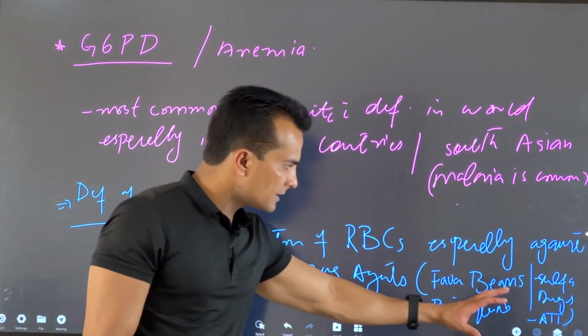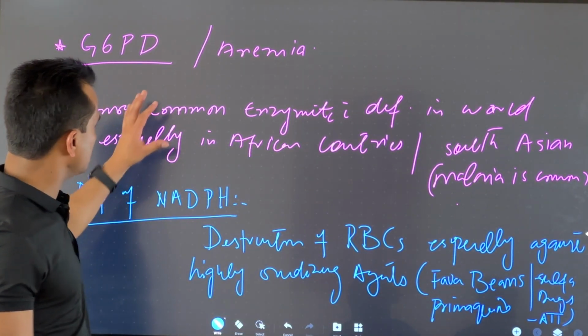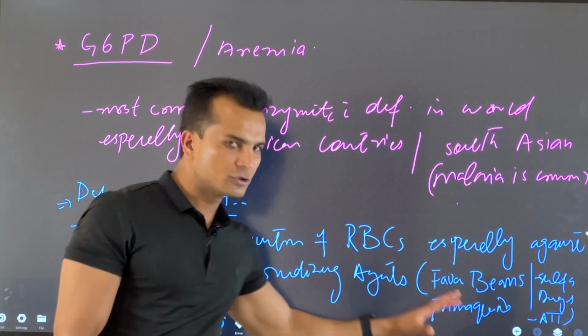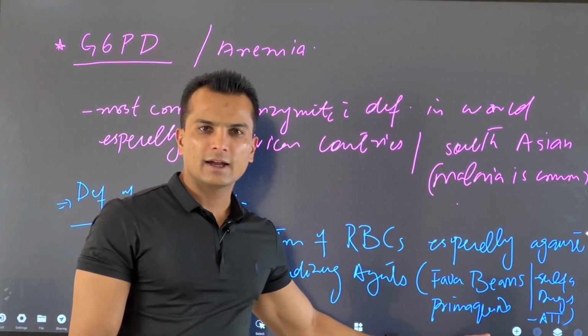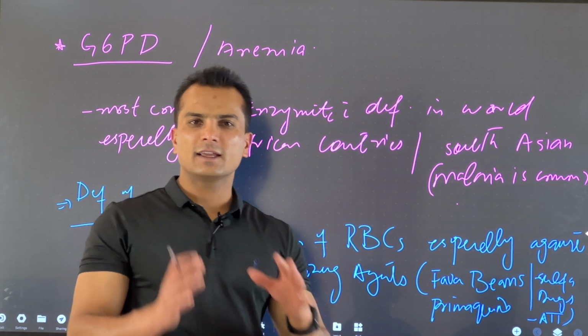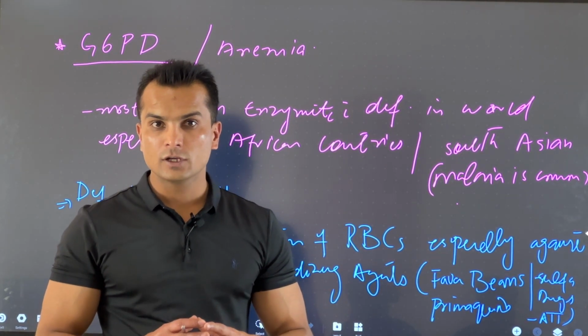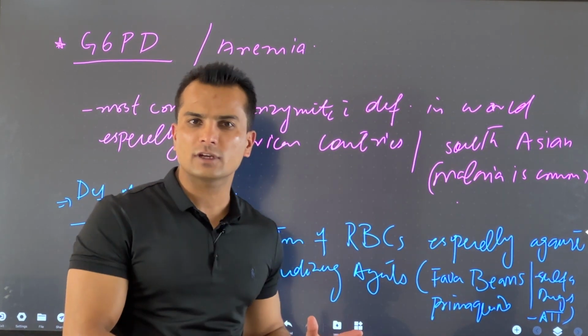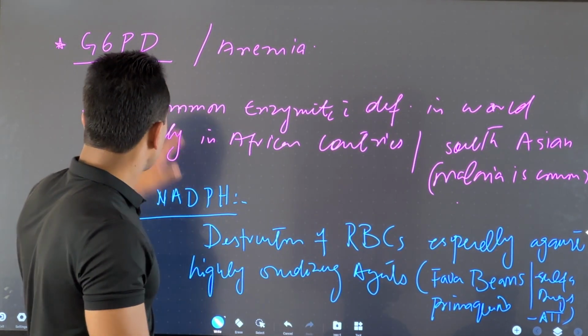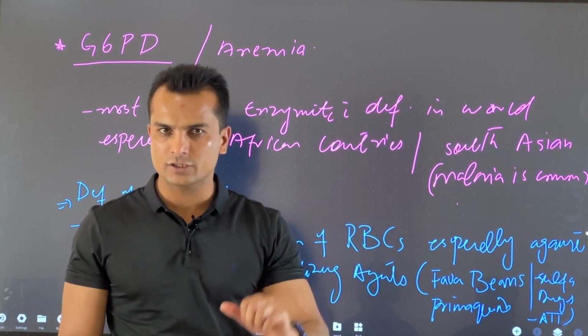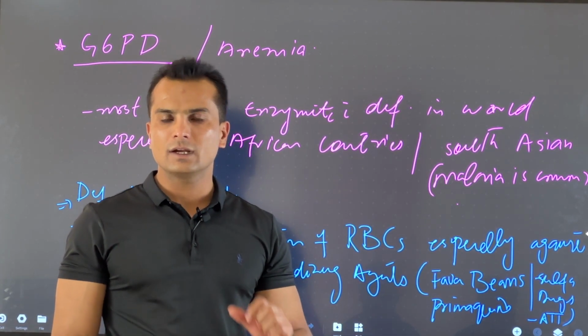So when you are taking these drugs and there is deficiency of G6PD, you are putting your red blood cell membrane at high risk of being oxidized, and there will be destruction of these blood cells and hemolysis, ultimately leading to deficiency of hemoglobin. So this is called G6PD deficiency anemia.